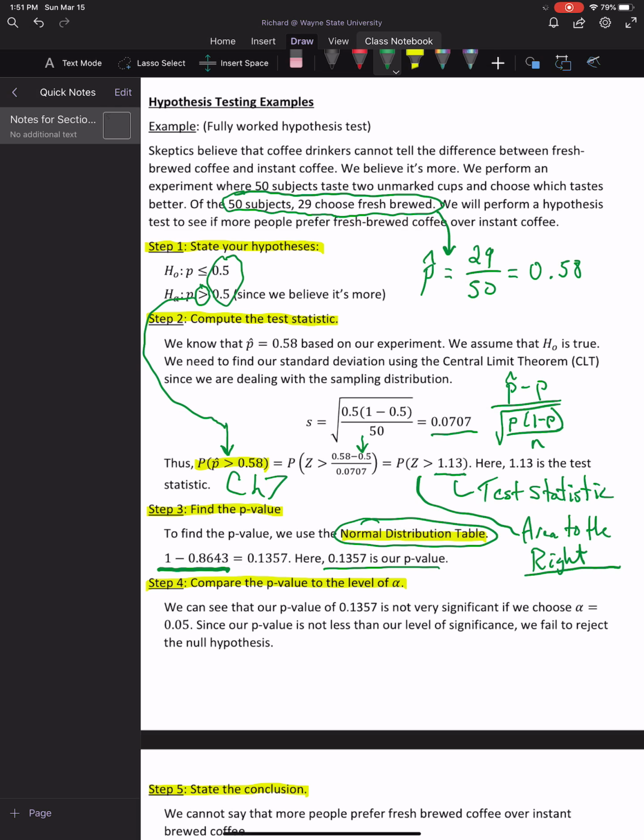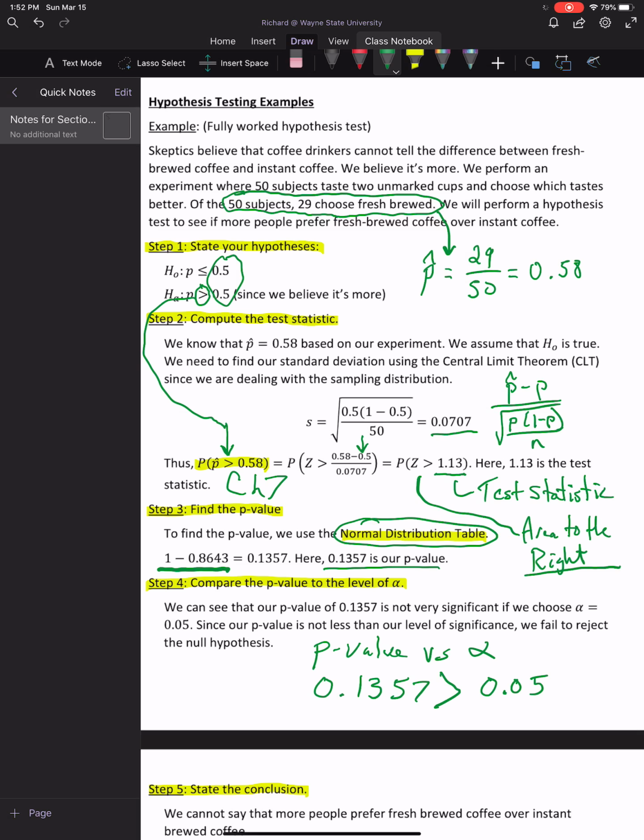Now the next thing we have to do, step 4, is we have to compare that p-value to the level of significance. And so what I usually do is I usually write it like this. I'll say p-value versus the level of alpha. And in our case, the p-value we computed was 0.1357, and the typical value of alpha we get is 0.05. And so the question is, okay, well, which one's bigger? Okay, and it's very clear that 0.1357 is much larger than the level of alpha.